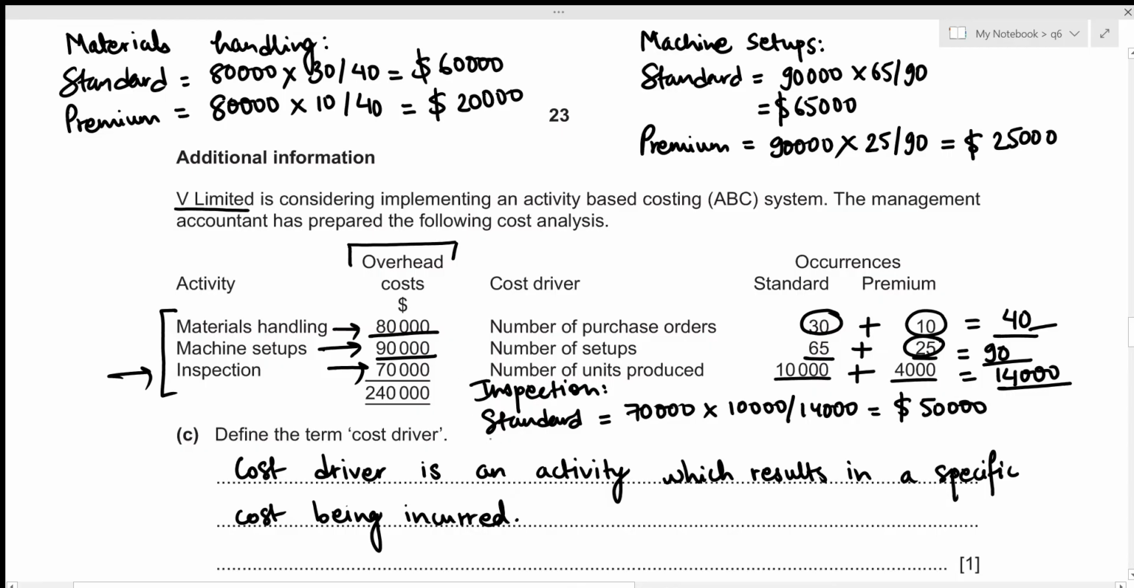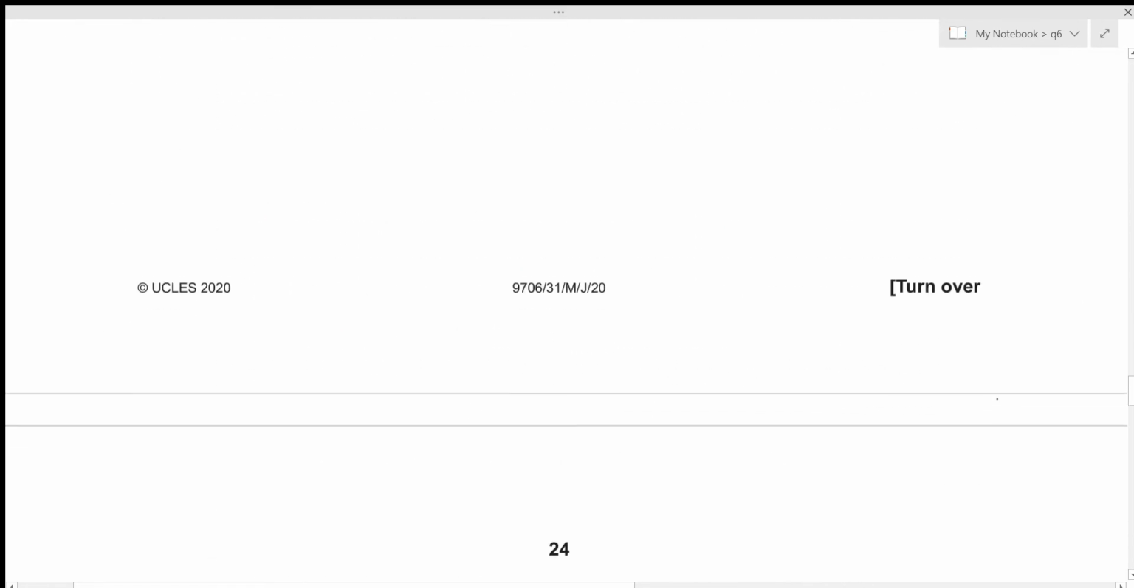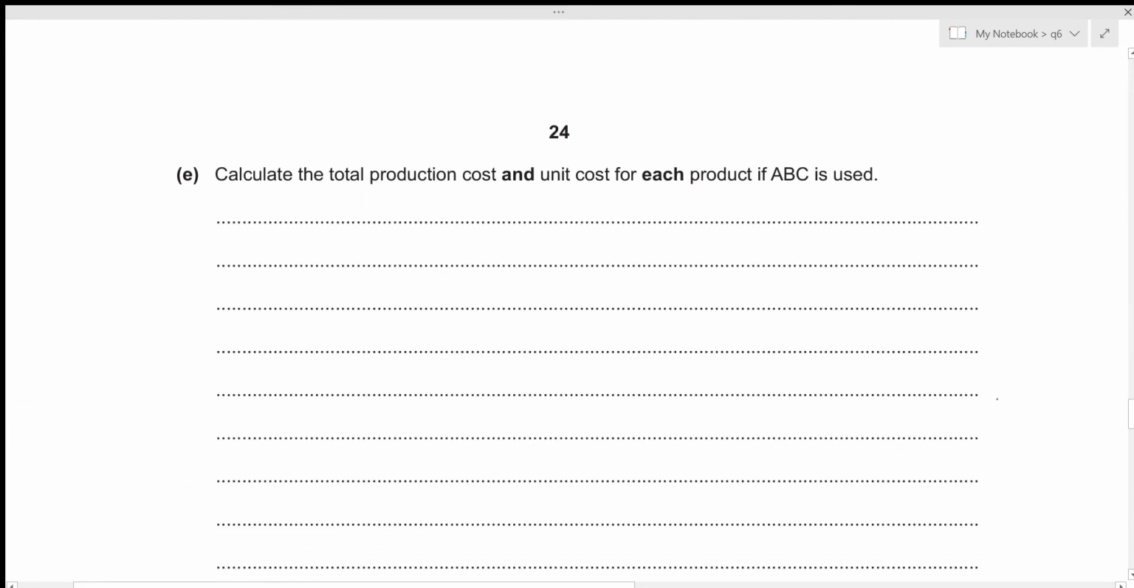Now we repeat the same process for premium. That's going to be the total inspection cost of 70,000. And we know that out of the total units of 14,000, 4,000 belong to premium. So that's times 4,000 divided by 14,000, which results in the inspection cost for premium to be 70,000 times 4,000 by 14,000, which results in the value of 20,000. So now we can move towards figuring out the total cost on the basis of activity-based costing. So that's standard and premium.